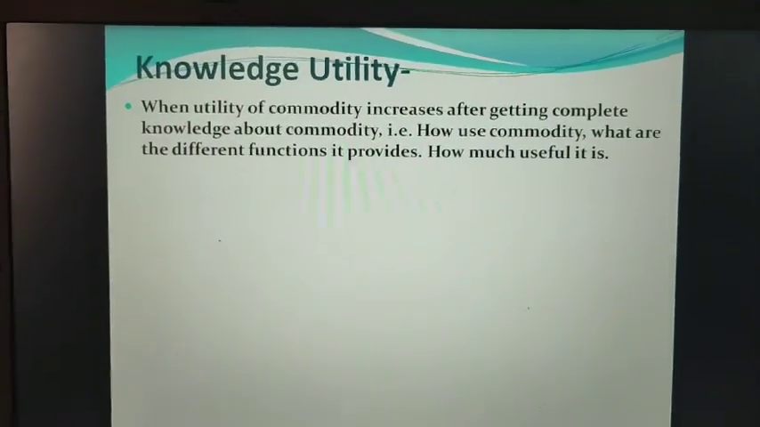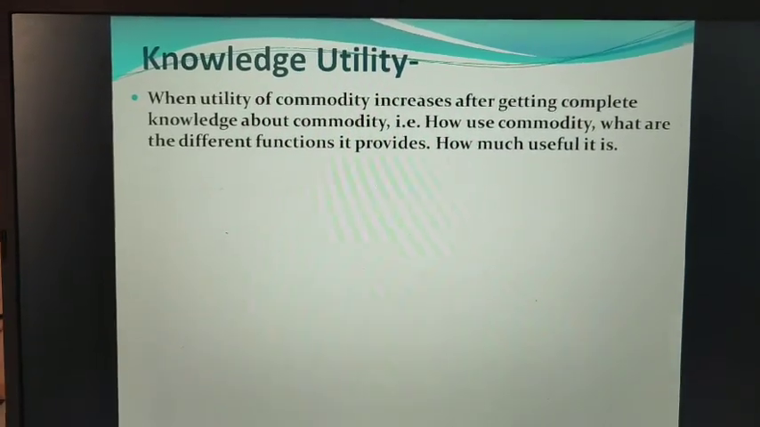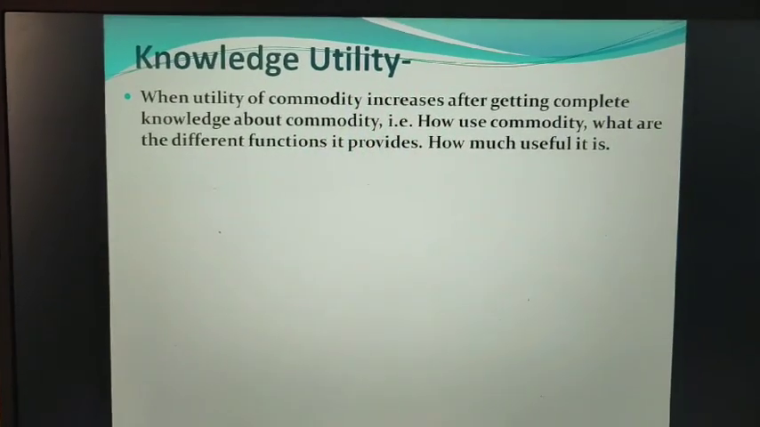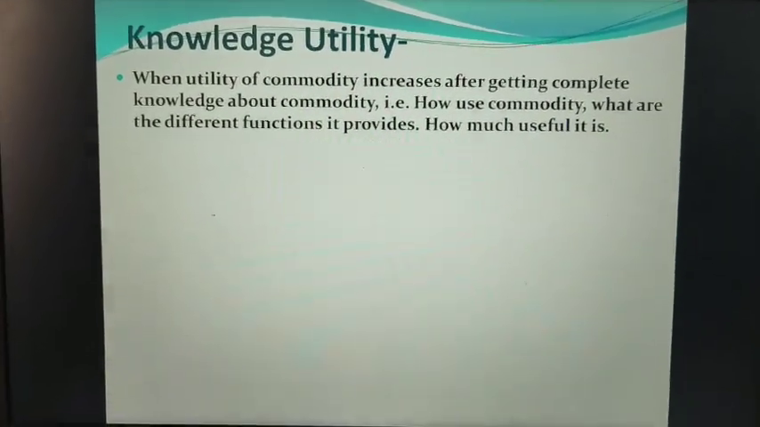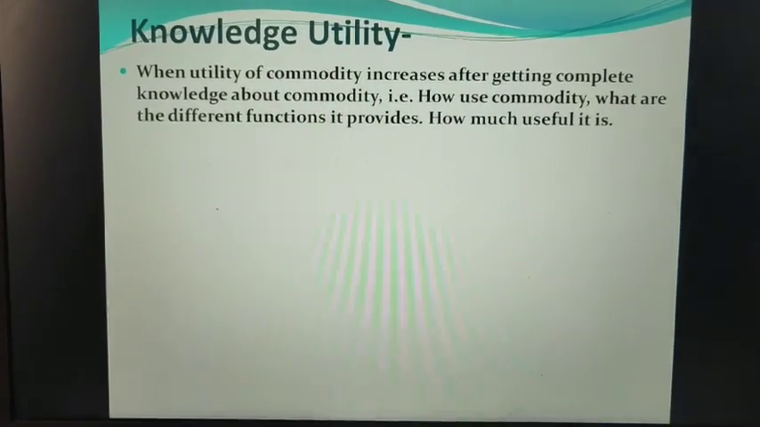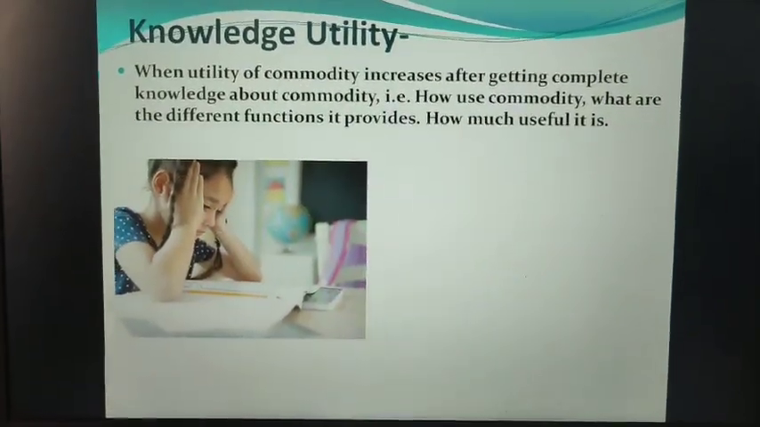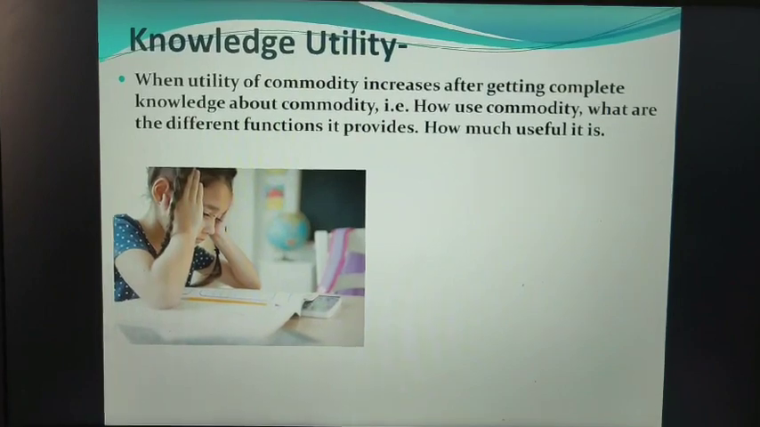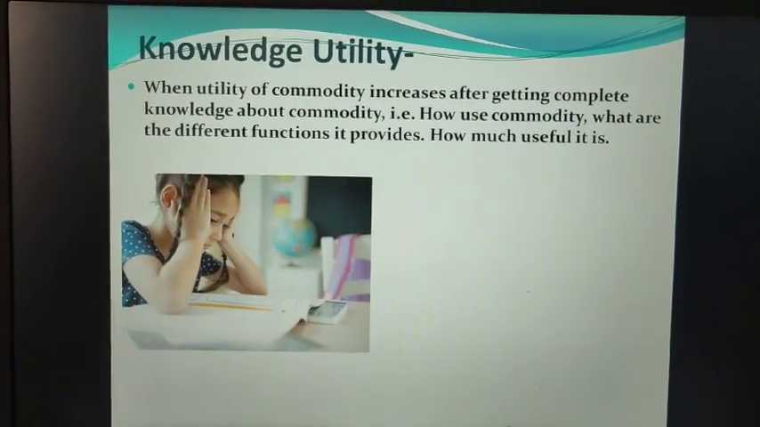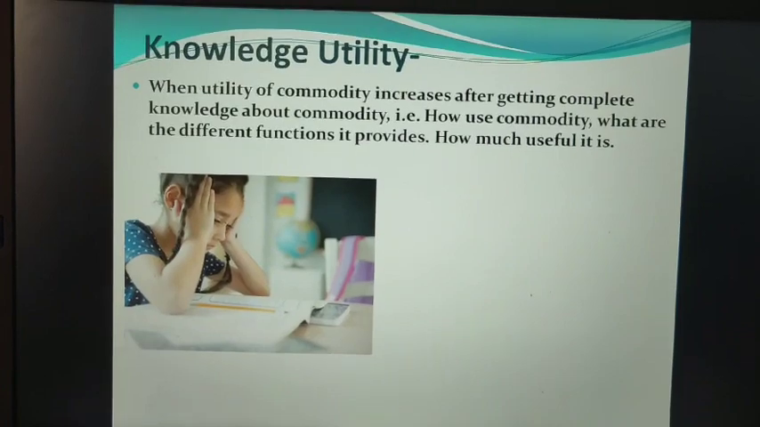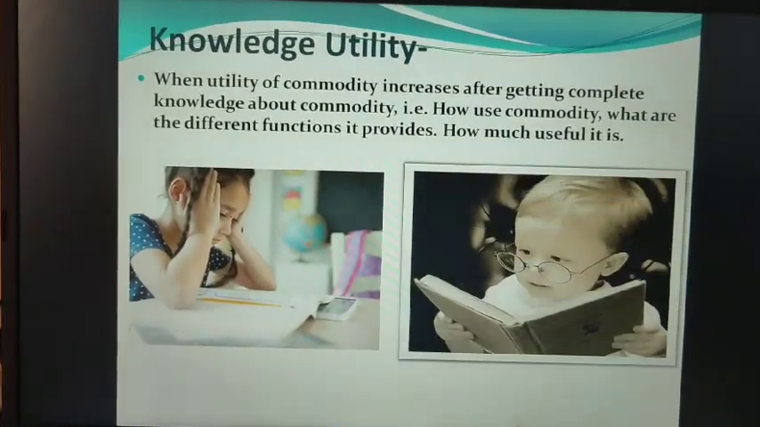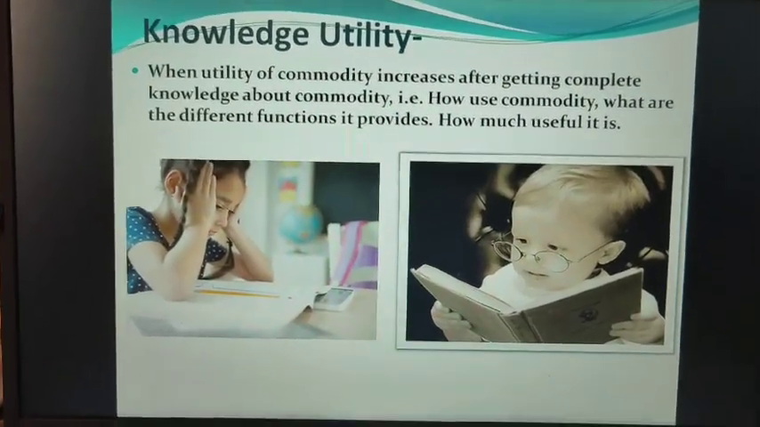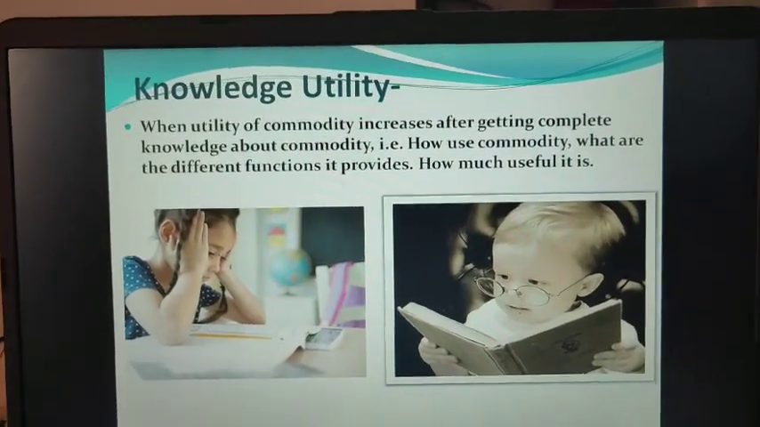I have a book in front of me, right, but I'm not able to read, I'm illiterate, I don't know how to read it, what is given in that book. Will the book provide me utility? No. So the person who knows how to utilize the commodity, who has knowledge of how to utilize that commodity, will get more and more utility from it, right? So when you have adequate knowledge about its utilization, then it will provide you more utility.